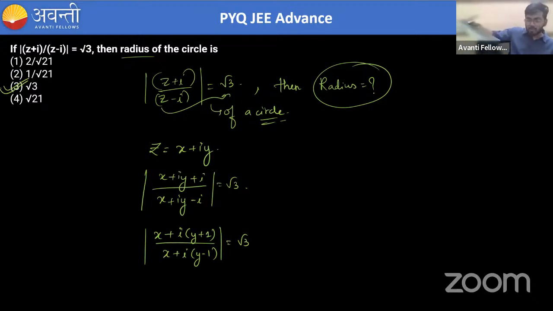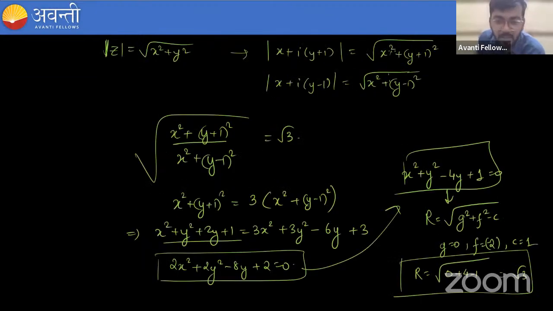So I hope this question was understood by each and everyone. This question was pretty easy. You just had to assume a complex number and arrive at the equation of the circle, and you must have been able to get to the answer. Okay. Let us move ahead and try to solve another question.